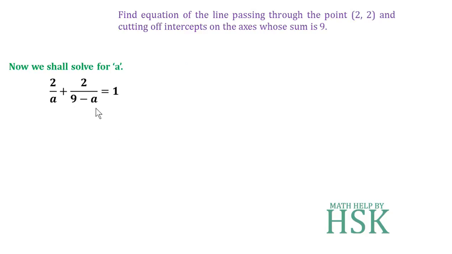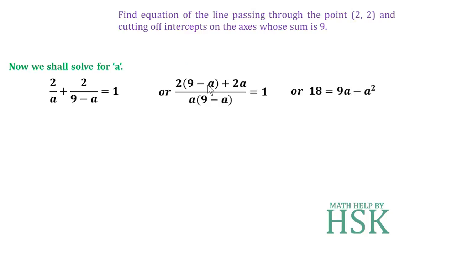Now we are going to solve for the value of a with the help of this equation. First of all we will take the LCM of these two terms and start the adding process, and we get 2(9 - a) + 2a = a(9 - a). Cross multiplying, 9 twos are 18, -2a and +2a cancel, so I get 18 = 9a - a². On rearranging, taking a² to the other side, I get a² - 9a + 18 = 0.